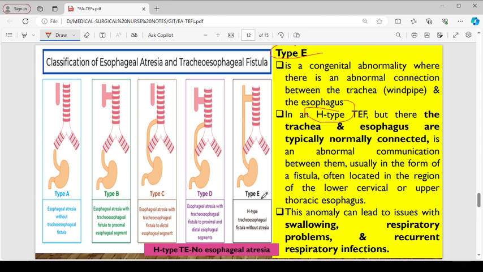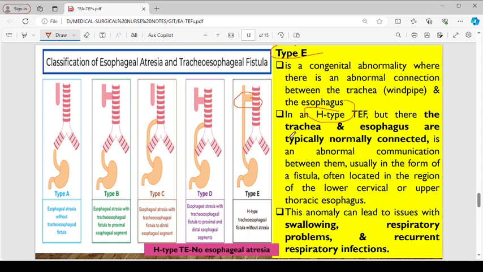In this case, we have no esophageal atresia, guys. Okay, you can see it is like an H. So we have the esophagus, I have the trachea, and then there is the joining in between here. So in this case we have an abnormal connection between the trachea and the esophagus, but the trachea and the esophagus are typically normally connected. So there's an abnormal communication between them.